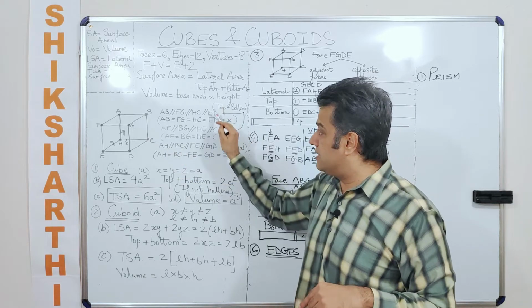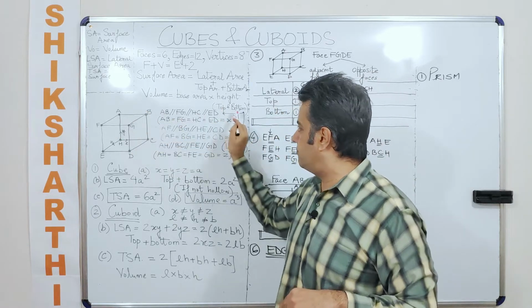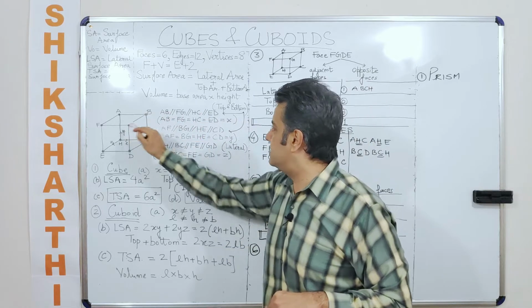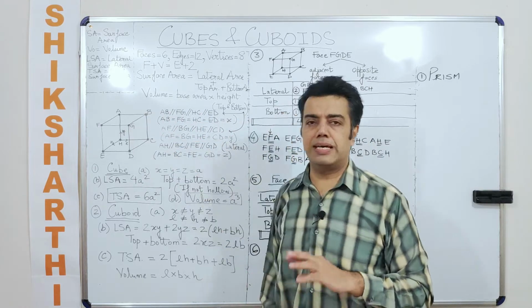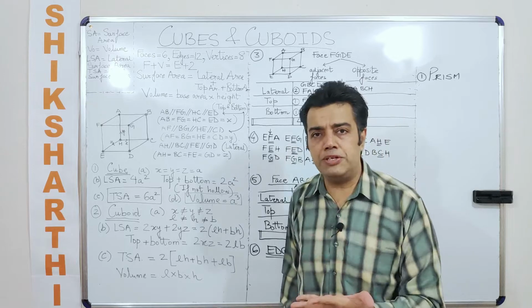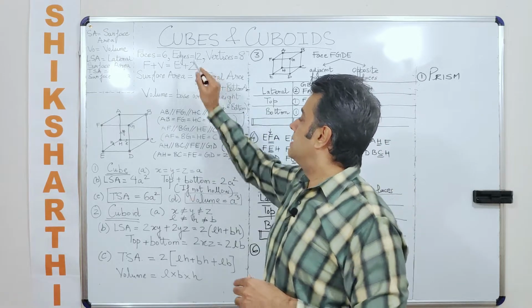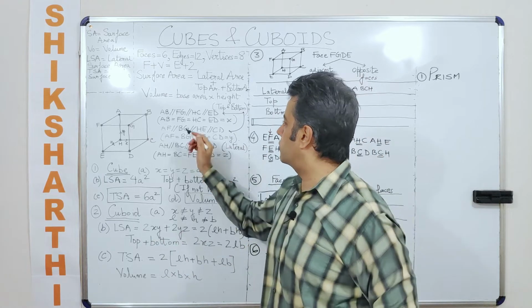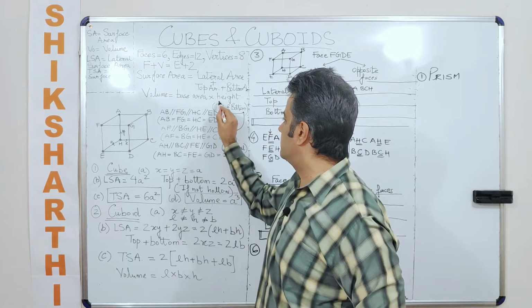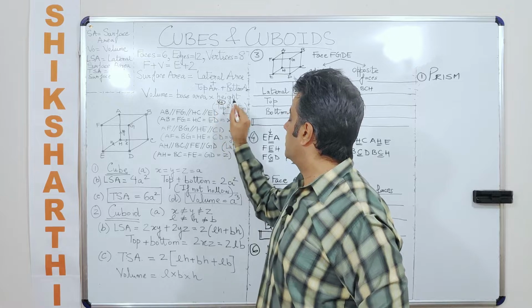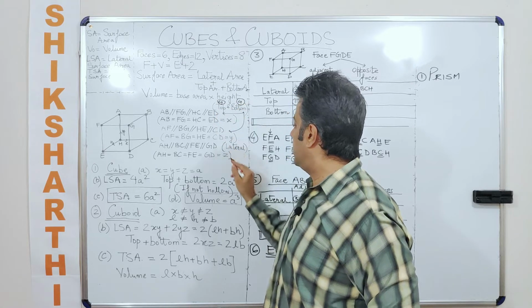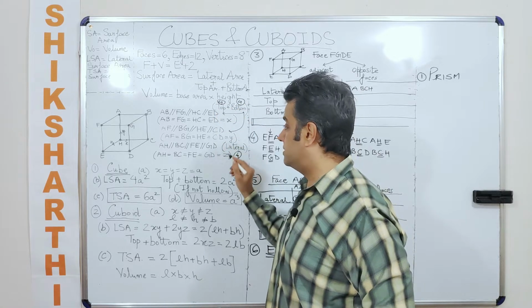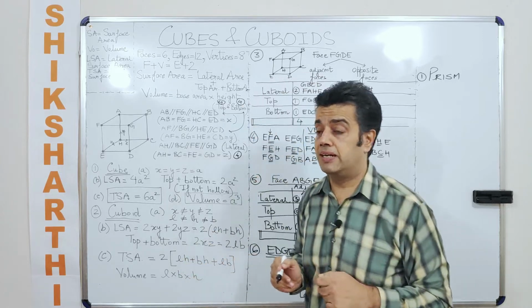And how many edges will make the top face? 4. How many edges will make the bottom face? Again 4. So what is the total number of edges? 12. This can be divided into 3 parts. The 3 parts are 4 top edges, 4 bottom edges, and 4 lateral edges. This is a point that you need to understand.